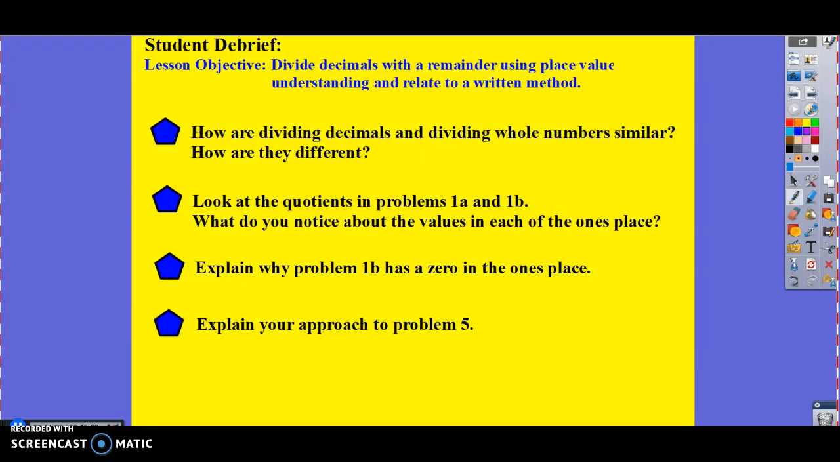Today, we were able to divide decimals with a remainder using the place value understanding and relate to the written method.